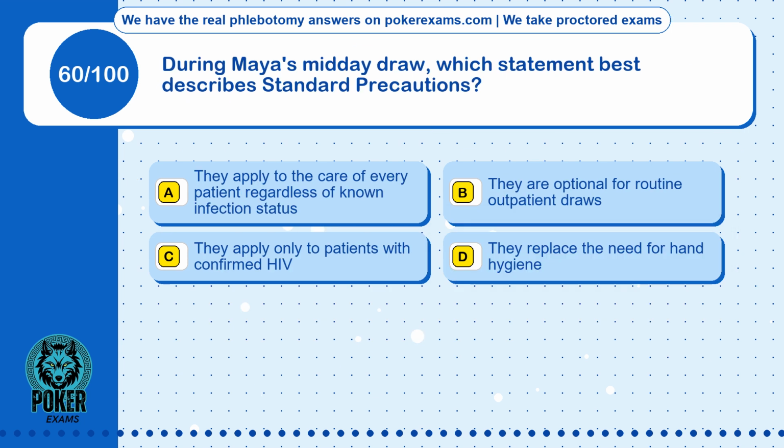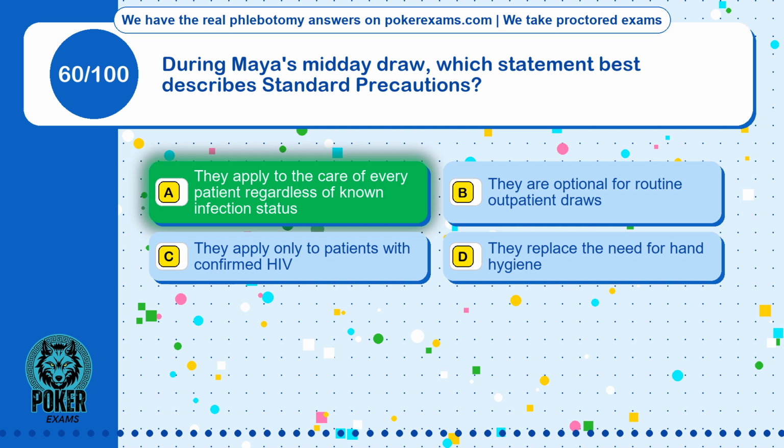Question 60. During Maya's midday draw, which statement best describes standard precautions? Option A. They apply to the care of every patient regardless of known infection status. Option B. They are optional for routine outpatient draws. Option C. They apply only to patients with confirmed HIV. Option D. They replace the need for hand hygiene.